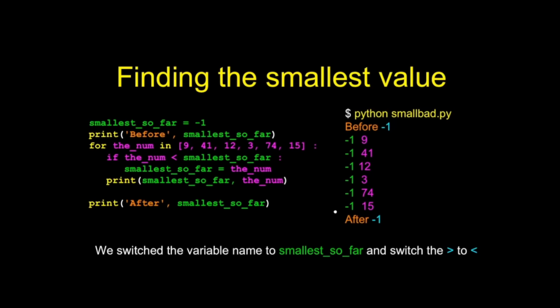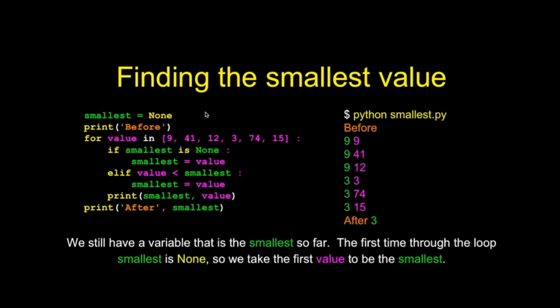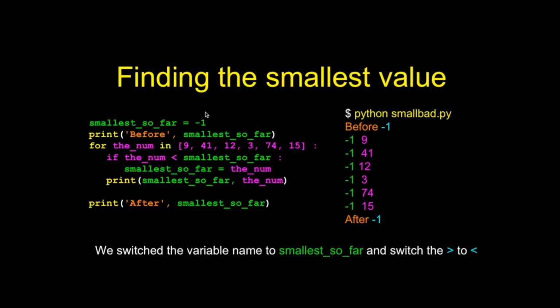So how could we fix this? Well, if we started the smallest so far with some arbitrary big number, then it'd be better. So if we made this be like 100, that'd be good, because the first time through, the 9 would be less than 100, so we would capture the 9, and then the rest of the loop would work just fine.